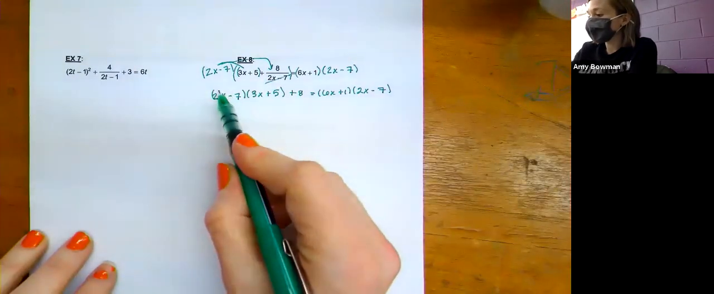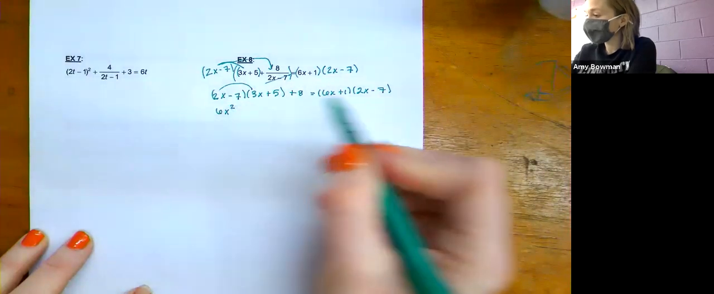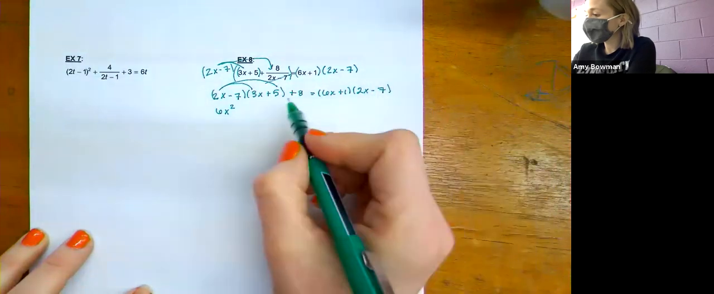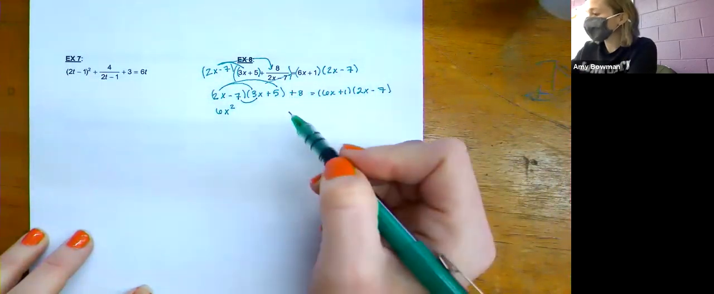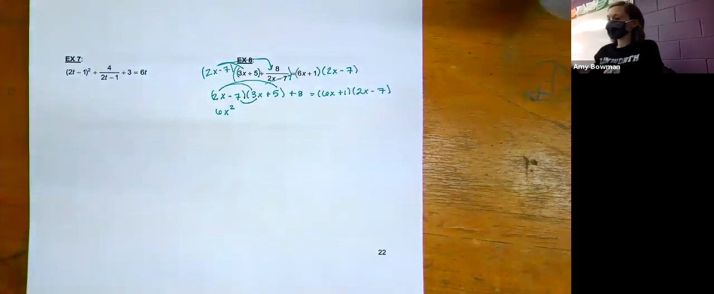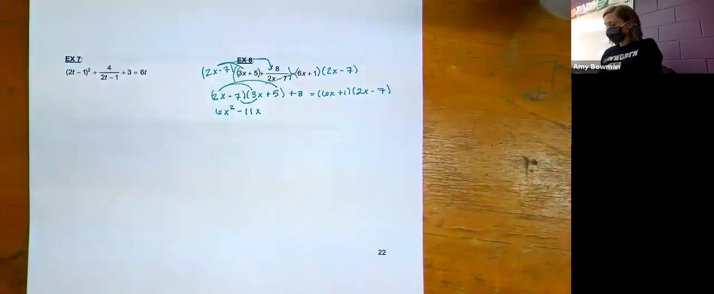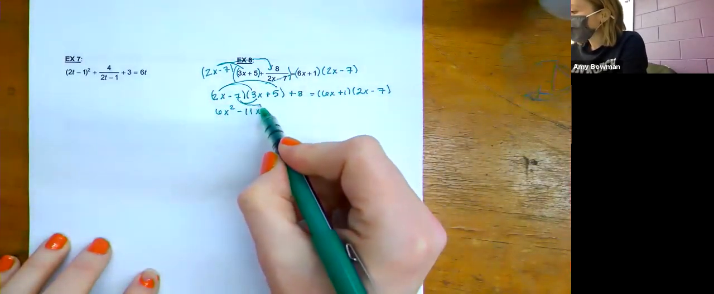So we're going to be distributing here. So 6x squared, 2x times 5 is 10x. I'm going to do this all in one step. So 10x minus 21x is negative 11x. Just get my notes out so I don't make any silly mistakes. Okay. And then negative 7 times 5.